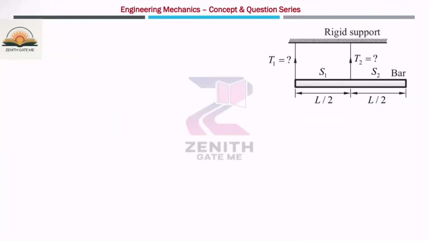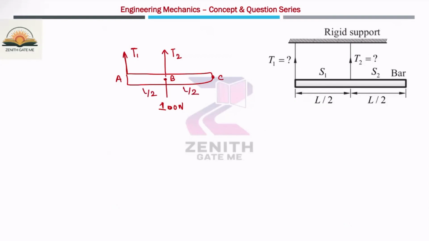If I draw the different forces acting over this bar, here is one force, which is nothing but the weight of this bar. Let us suppose this is point B, this is A and this is C. So here the tension will be T1 and here the tension will be T2. And this length is given as L by 2 and this is also L by 2.